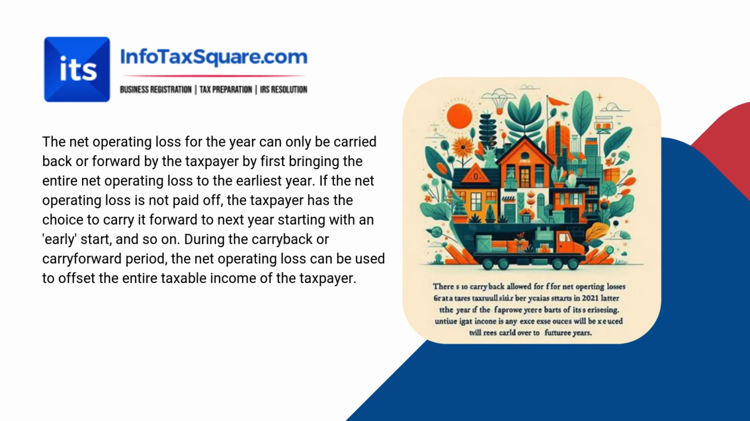The net operating loss for the year can only be carried back or forward by the taxpayer by first bringing the entire net operating loss to the earliest year. If the net operating loss is not paid off, the taxpayer has the choice to carry it forward to the next year, starting with the earliest, and so on. During the carryback or carry forward period, the net operating loss can be used to offset the entire taxable income of the taxpayer.